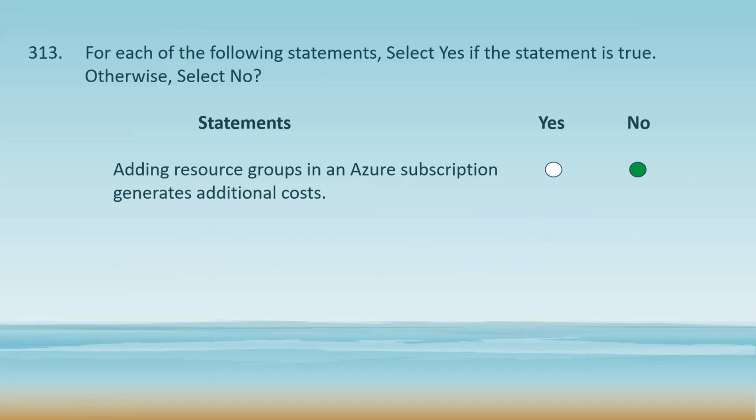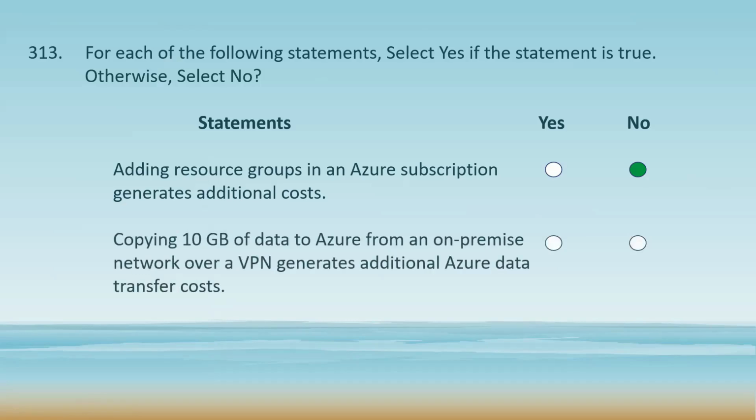And the next statement is copying 10 GB of data to Azure from an on-premise network over a VPN generates additional Azure data transfer costs. And friends, this statement is incorrect because you are moving data into Azure from your on-premise network. You won't be charged for it. You can transfer whatever amount of data you want from on-premise to Azure without paying anything.